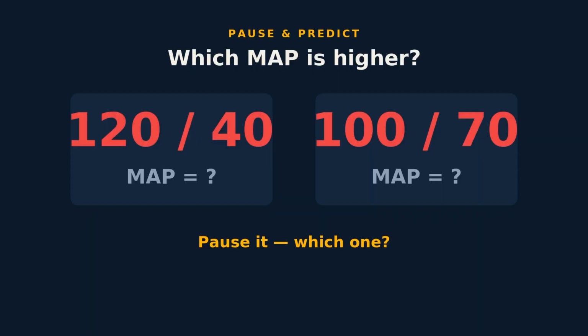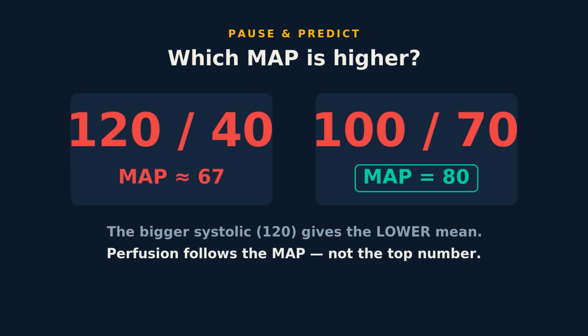Quick check. 2 patients. One is 120/40. The other is 100/70. Pause it. Which one has the higher MAP? The second one. 100/70 gives you a MAP in the low 80s. 120/40, that impressive looking systolic, only gets you into the mid 60s. The bigger top number has the lower mean.